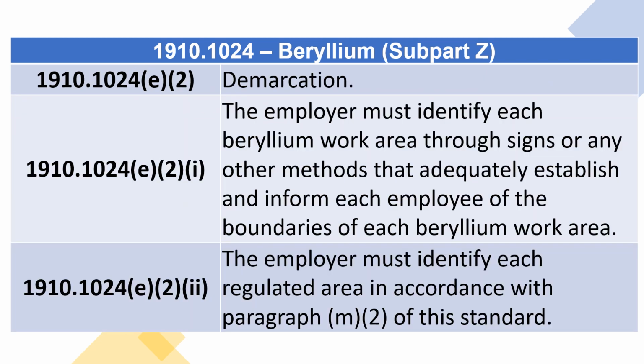1910.1024 E2 Demarcation. 1910.1024 E2 1 through 1910.1024 E2 2. The employer must identify each beryllium work area through signs or any other methods that adequately establish and inform each employee of the boundaries of each beryllium work area. The employer must identify each regulated area in accordance with paragraph M2 of this standard.